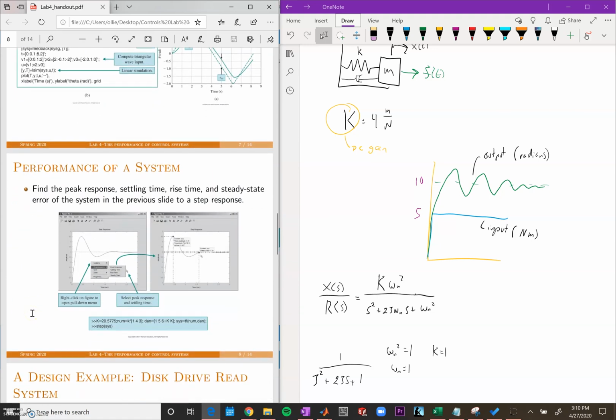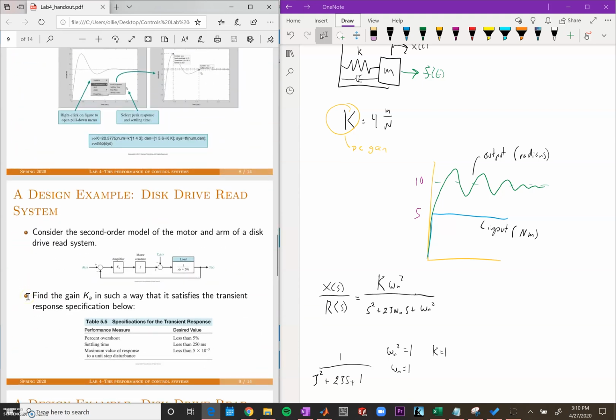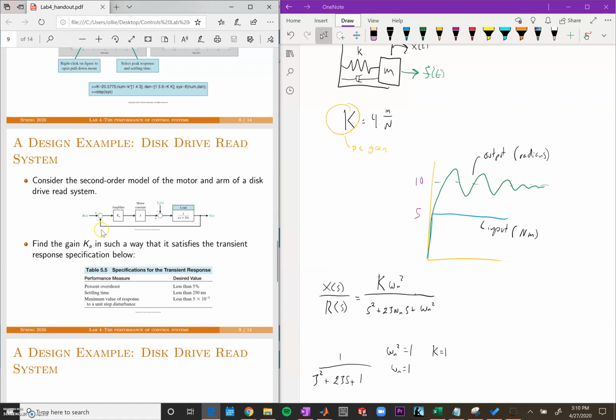So we can actually see some performance characteristics straight from the graph. How we do this is just by looking at the graph and right-clicking, and we can see things like peak response, settling time, rise time, and our steady state value. Pretty self-explanatory. Okay, this other example I'll do in a separate video, but I'll briefly talk about it.